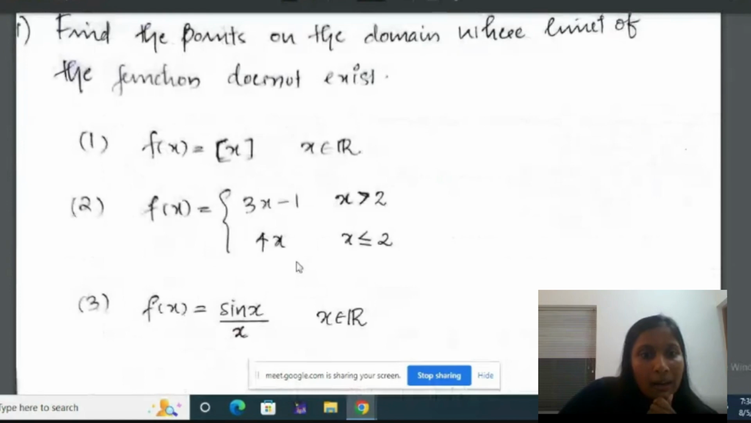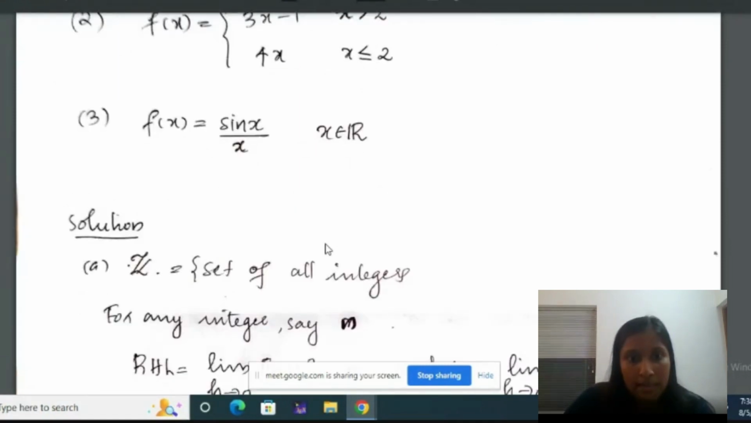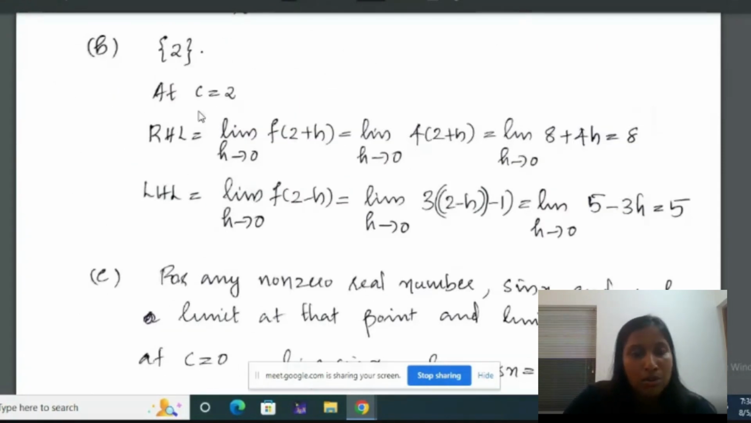The second one was f of x equal to 3x minus 1, where x greater than 0, and 4x, where x is less than or equal to 0. So at points other than 2, we have polynomial functions. Below 2, we have 3x minus 1 as the function definition, and above 2, we have 4x. Both are polynomial functions, and we have seen that for a polynomial, the limit exists at every point. So we only have to check whether the limit exists at 2 or not. So at c equal to 2, we check the right-hand limit.